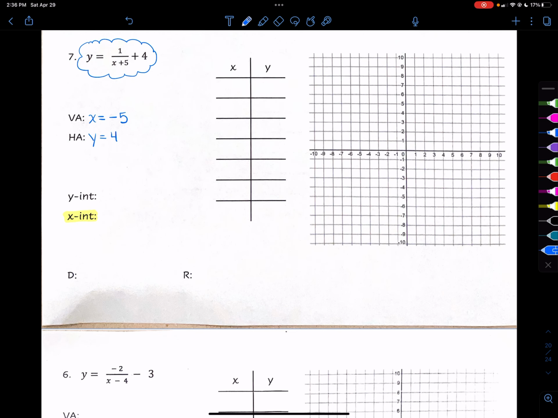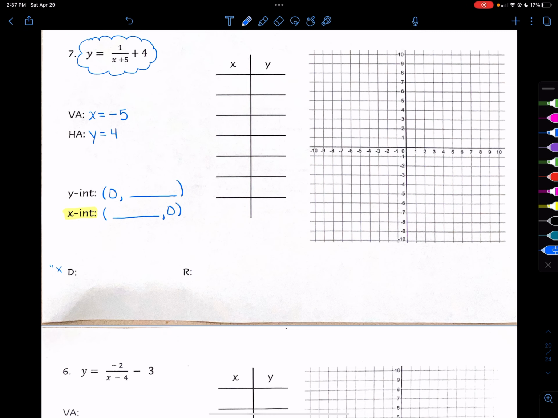When I want to find the y-intercept, I'm going to make x 0 and we're going to find y. When we want the x-intercept, we're going to make y 0 so we can find x. The domain, we can use the vertical asymptote because domain relates to x. So we've got -infinity up to -5, as well as -5 up to +infinity.